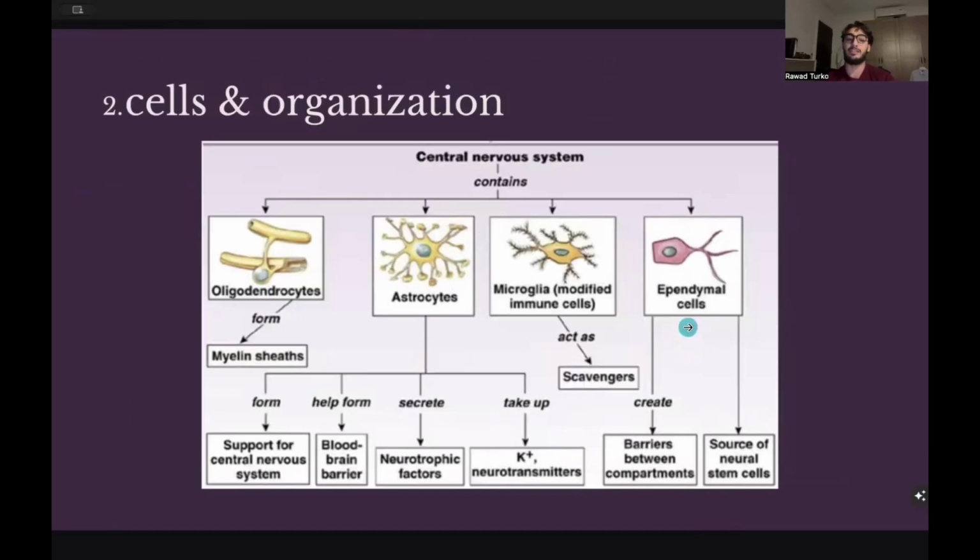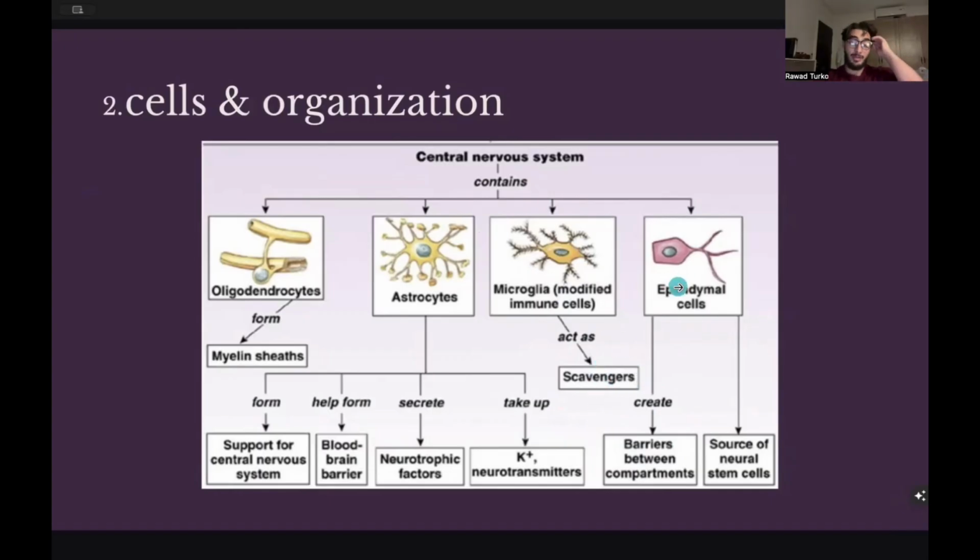Now we're going to get into the glial cells or the other cells in the nervous system. We have oligodendrocytes in the central nervous system that are going to form myelin sheaths. So this is responsible for the myelination of the neurons. We have the microglia, which are basically just modified macrophages. We just call them microglia in the central nervous system. So they have the same function as regular macrophages, so they're scavengers.